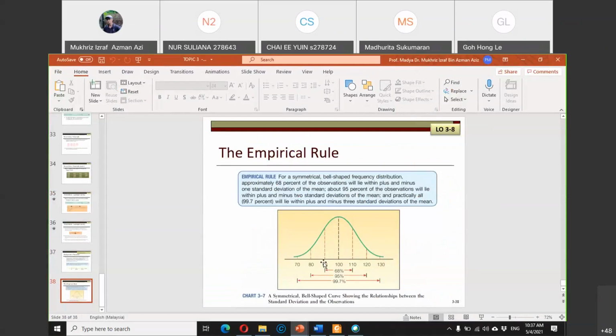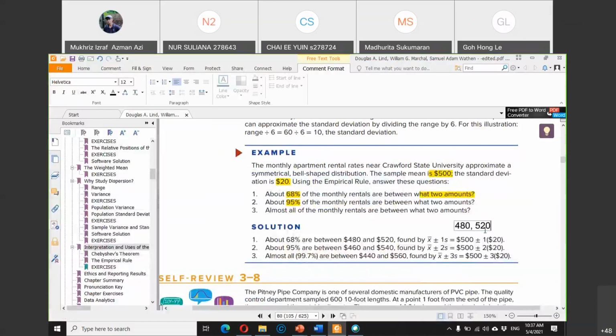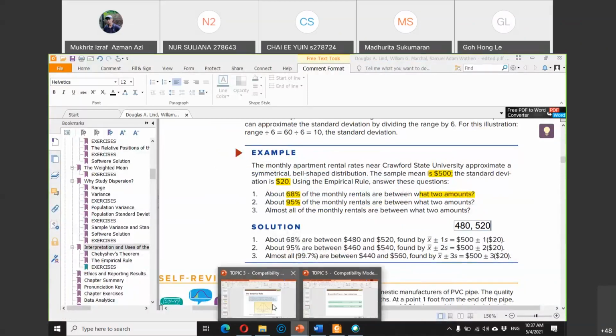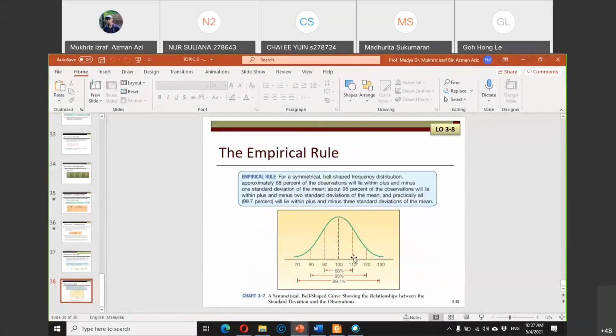If you refer to the slide just now, 480 is the value on the left side of the distribution, and 520 will be similar to 110 here. So 90 is like 480 and 110 is similar to 520, because you are talking about the range from left to right, and this is a symmetrical distribution. So the actual value here is the smallest value, and this is the highest value.